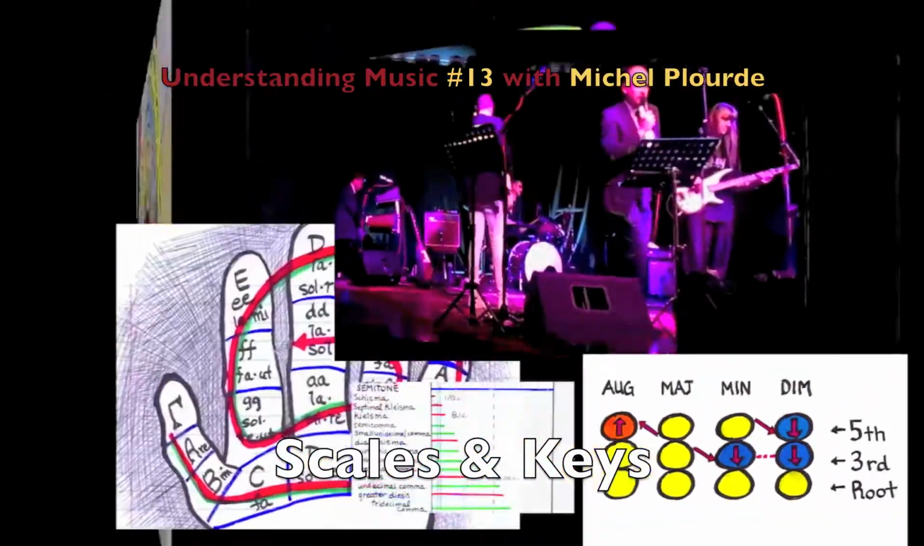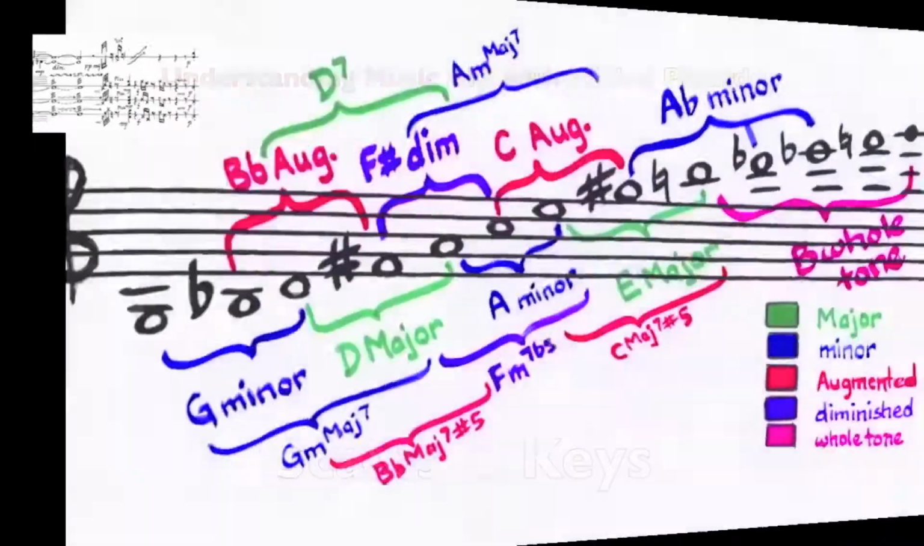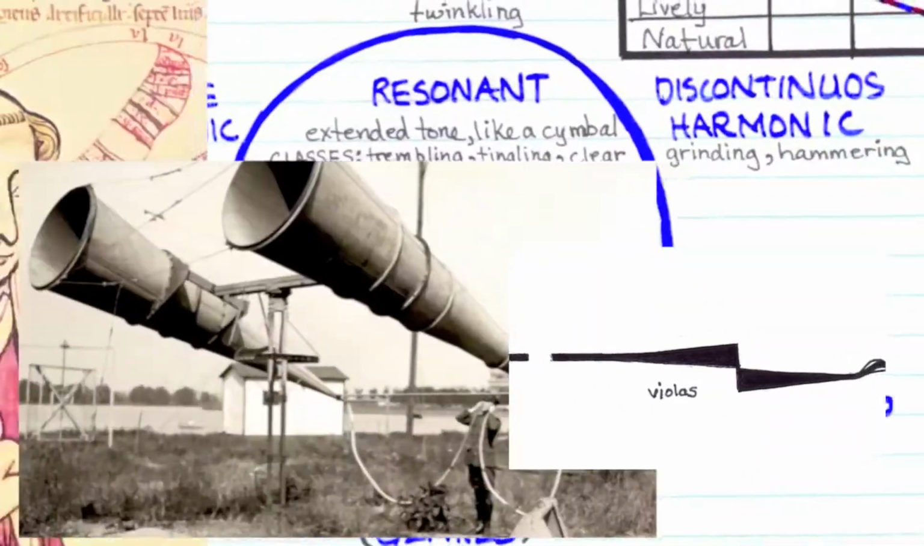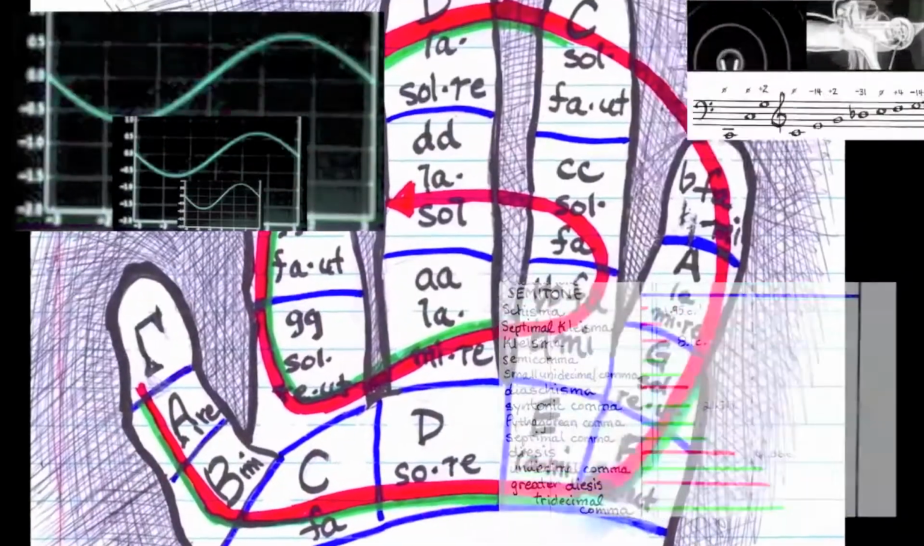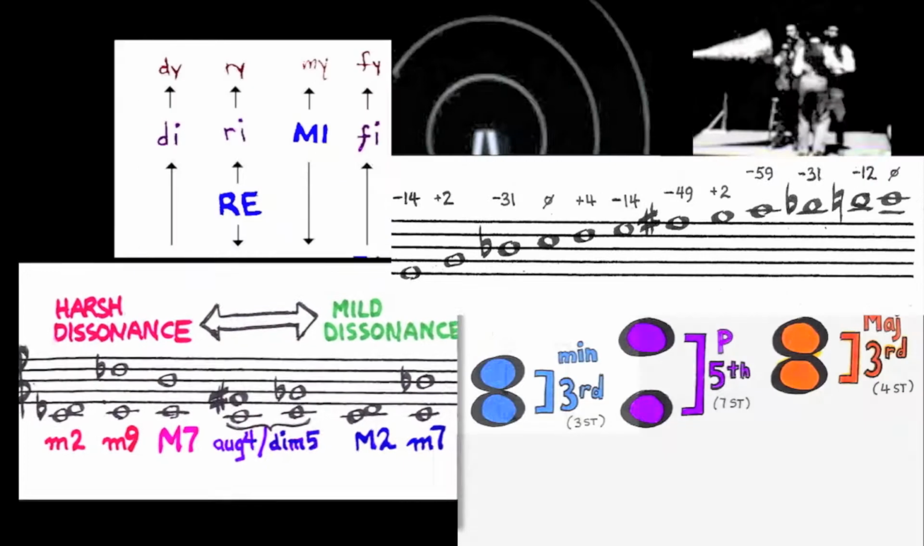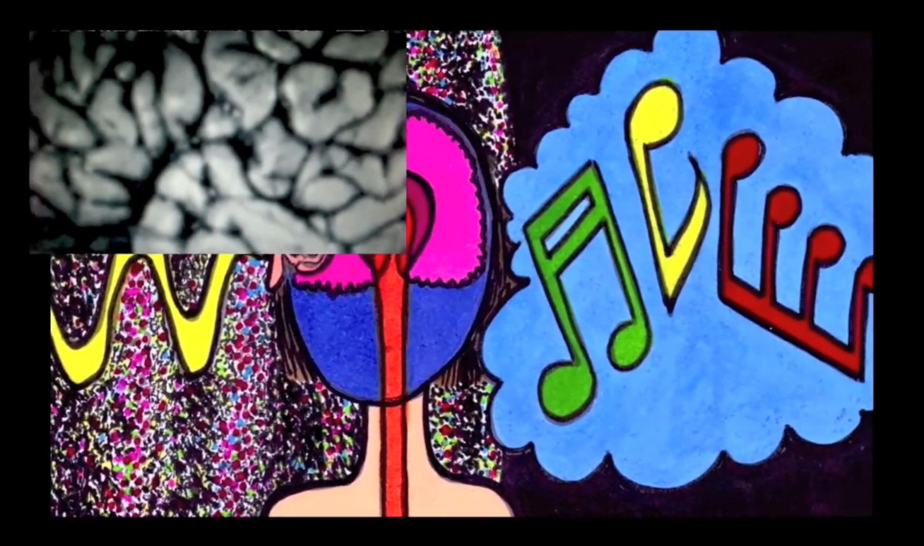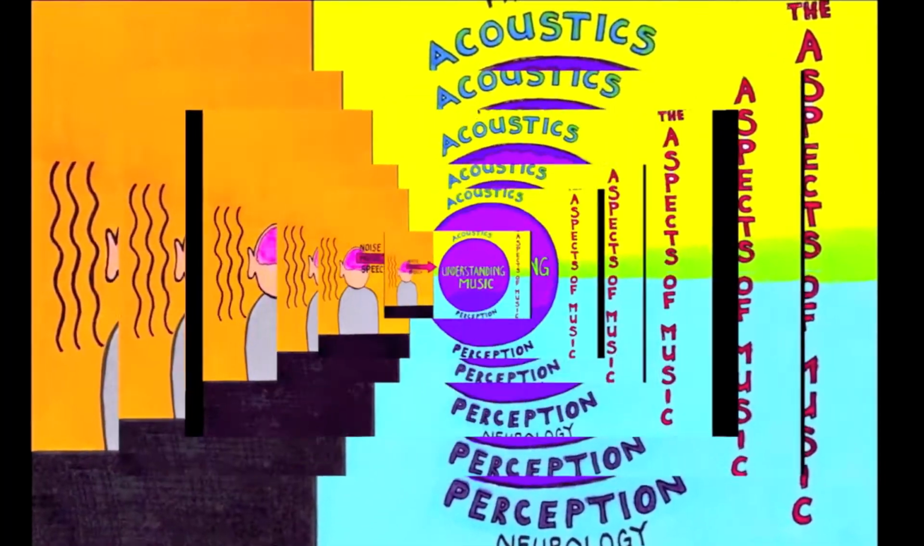Theory, performance, rhythm, harmony, line and form, acoustics, notation, orchestration, timbre, neurology, and perception. These are the keys to understanding music.